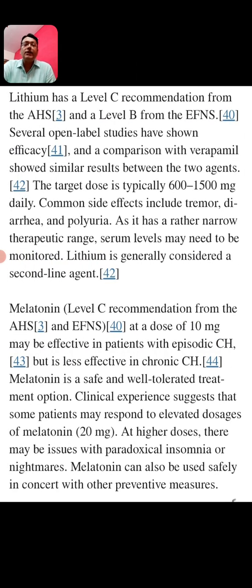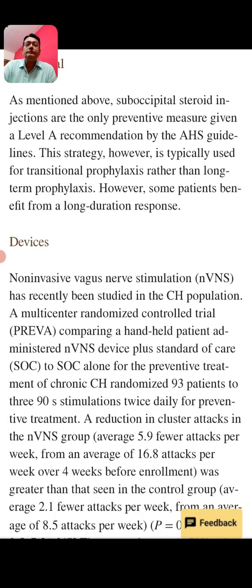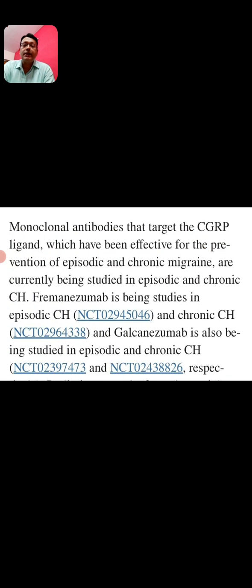Now, lithium also has a level C recommendation, and it has been shown to be effective in prevention. Melatonin also has shown some efficacy in prevention. Now, suboccipital steroid injection is the only preventive measure which has the level A recommendation. Then some devices like non-invasive vagus nerve stimulation have been studied in the prevention of cluster headache. Now, emerging therapies are the monoclonal antibodies that target the CGRP ligands, which have been effective for the prevention of episodic and chronic migraine, and are currently also being studied in episodic cluster headache.